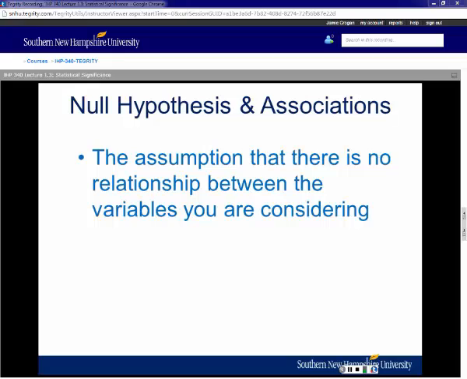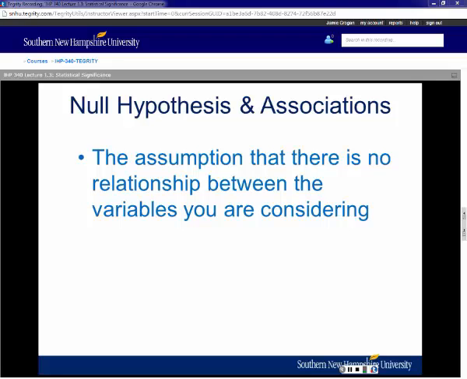I need to introduce to you a term that is called the null hypothesis. Some people in research articles will talk about this null hypothesis, so I want you to hear about what it is. And this is the assumption that there is no relationship between the variables that you are considering. And many statistical tests are based on the fact that the null hypothesis is true.